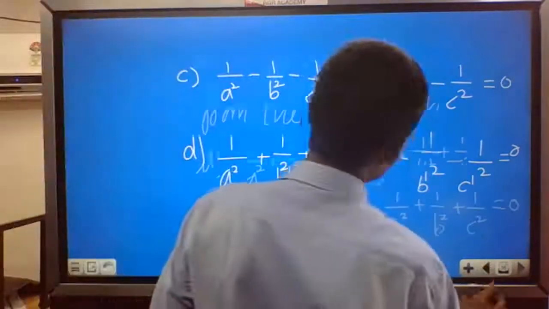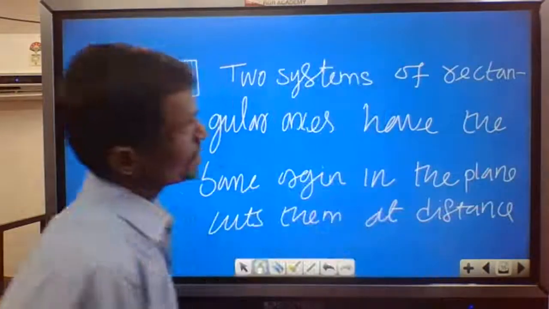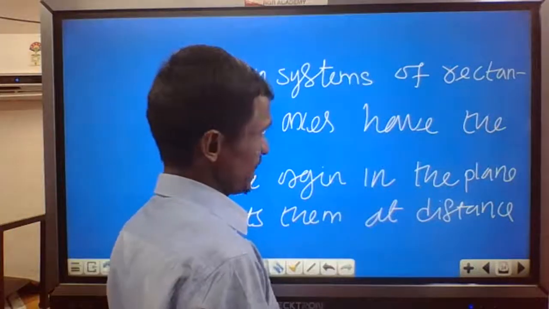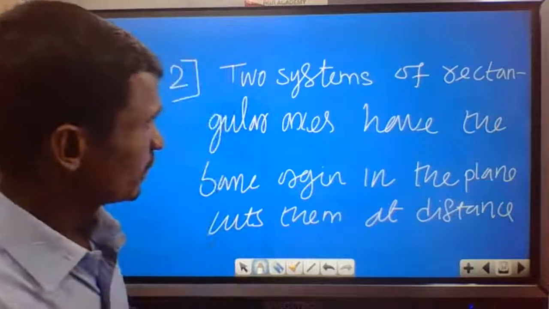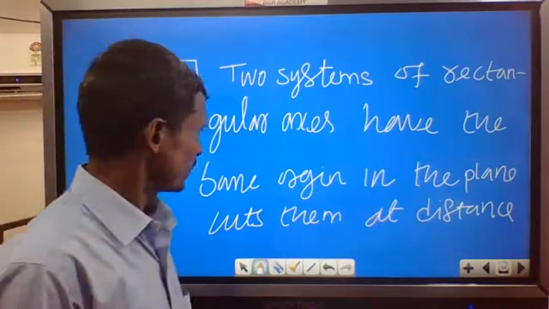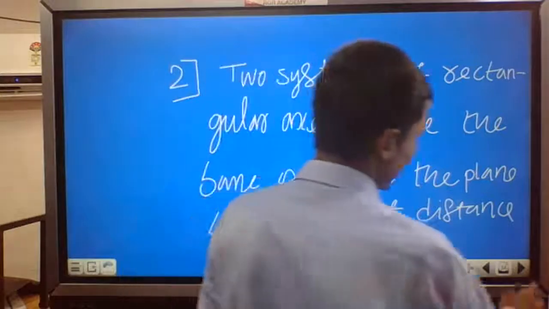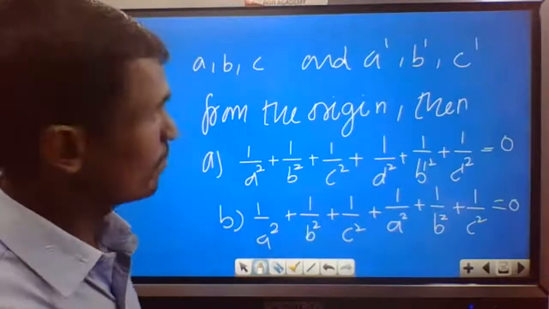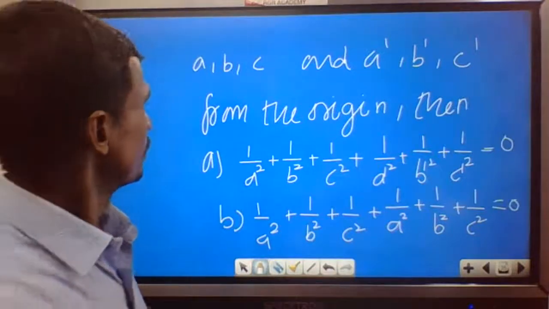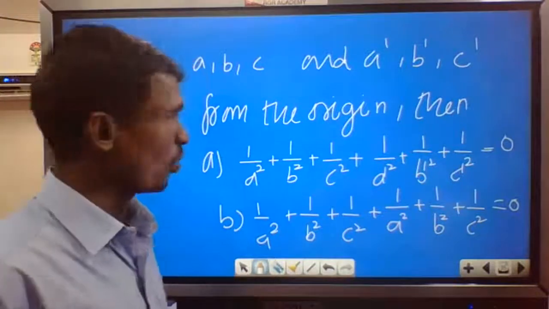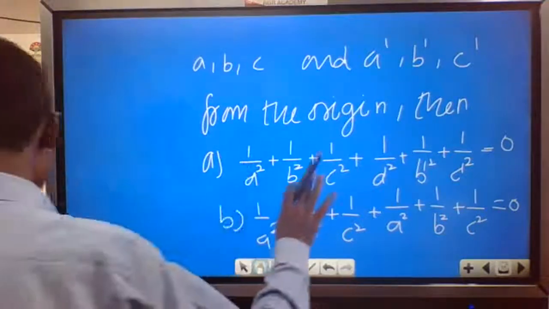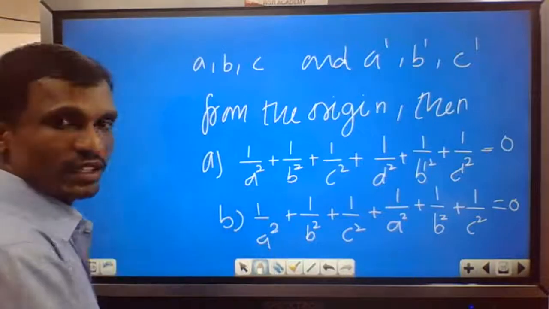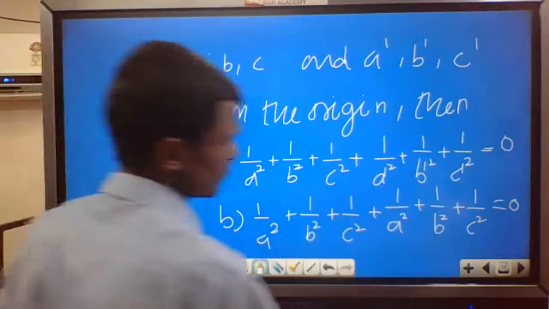I read this problem. Two systems of rectangular axes have the same origin. The plane cuts them at distances a, b, c and a', b', c' from the origin. Then what? The first option should be this is one, second, third and fourth.